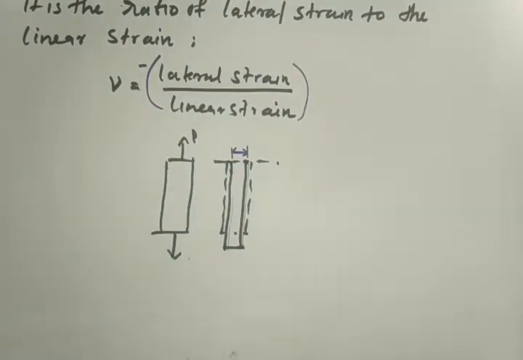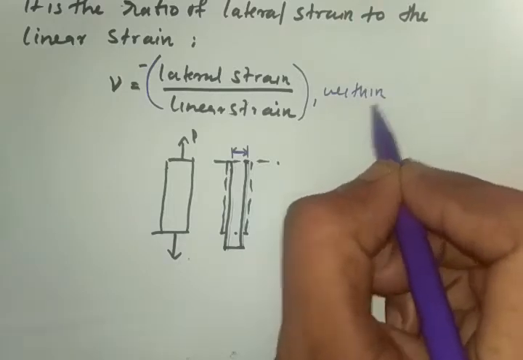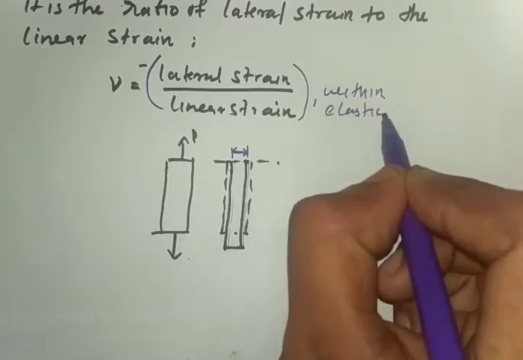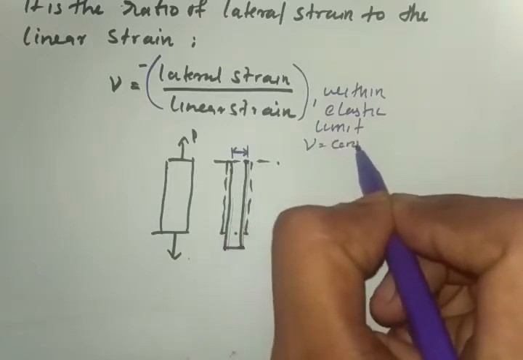This mu value is constant. That is very important here. This mu value is constant within the elastic limit, not the proportionality limit. Within the elastic limit, mu is constant.